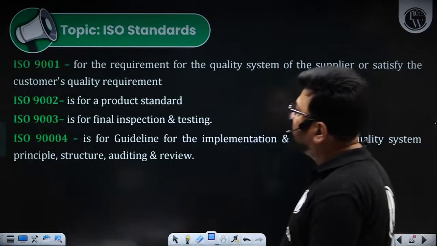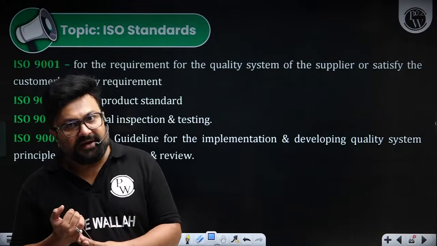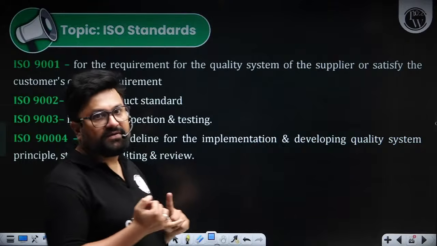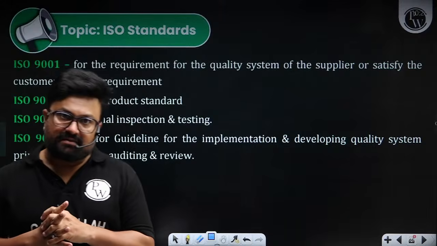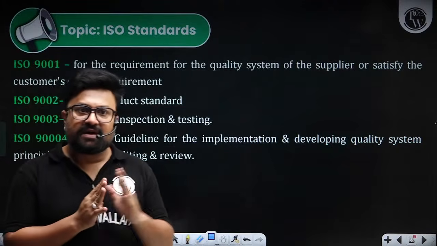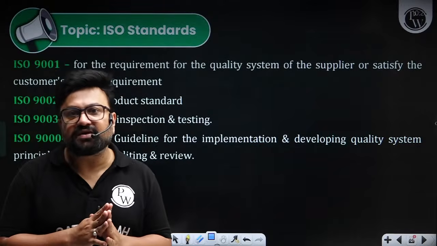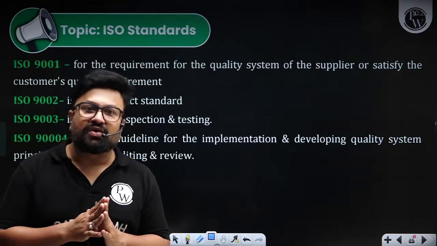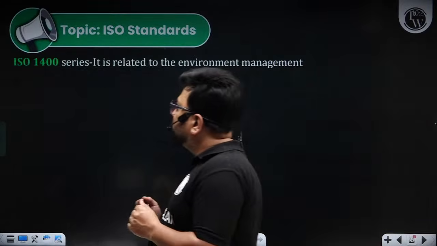So ISO 9001. What is ISO 9001? It is the requirement for the quality system of the supplier to satisfy the customer quality requirement. ISO 9002 is for the product standard. ISO 9003 is for final inspection and testing. ISO 9004 is the guideline for implementing and developing a quality system: principle, structure, auditing and review.